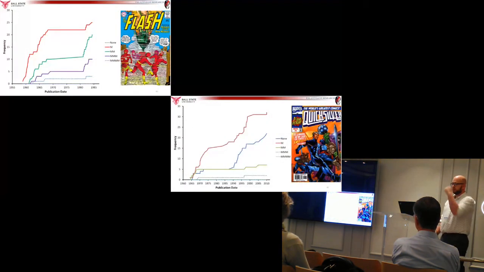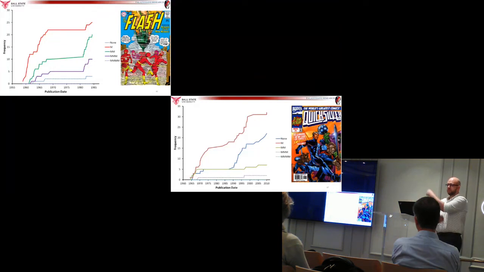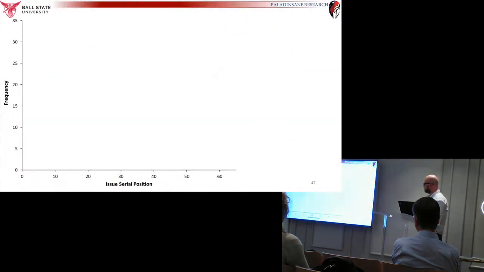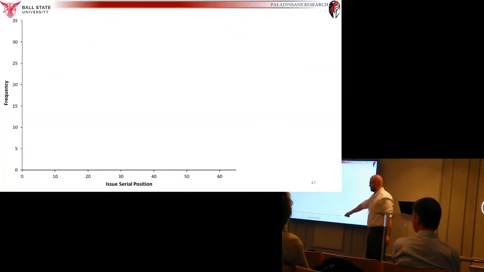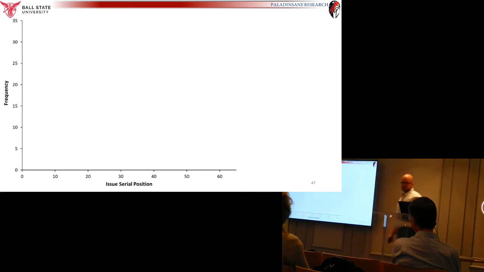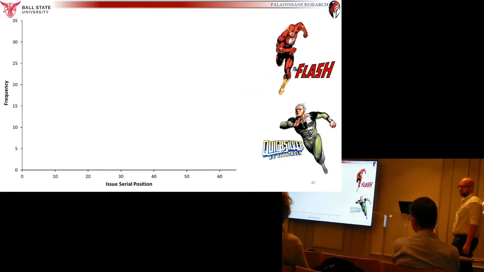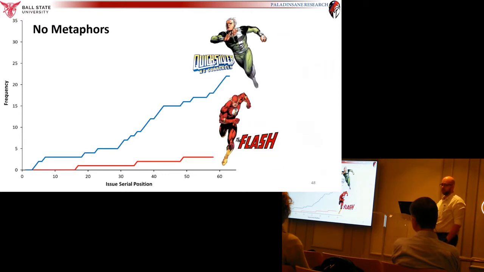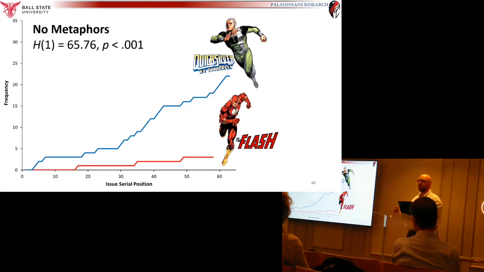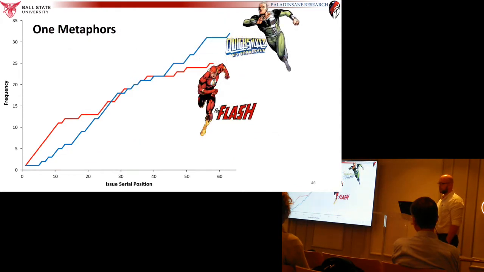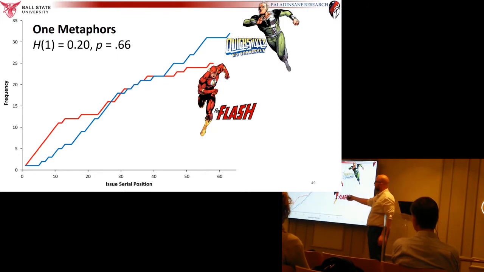So then we wanted to do a cumulative frequency of issue serial. We wanted to see if there was a real difference in when artists were drawing these. Here is issue serial position, frequency of occurrences for the Flash and Quicksilver. For no metaphors used, there is a significant difference where Quicksilver is being drawn more often with no metaphors. For one metaphor, there is no difference; artists use them throughout the time.